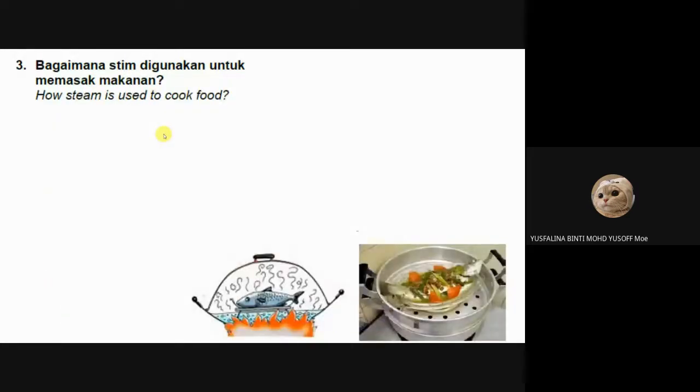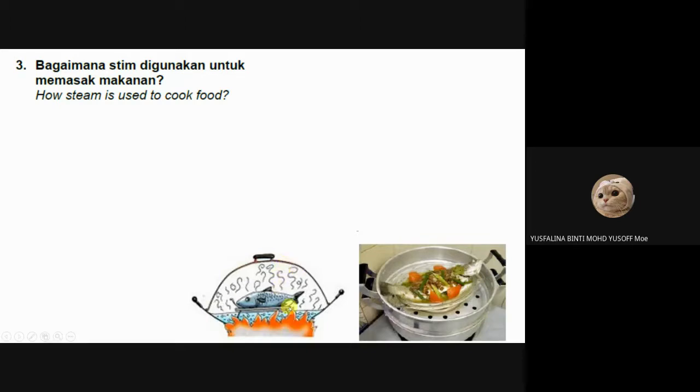Then the next one is how steam is used to cook food. Of course, you have to put the water below the fish, at the bottom part, so the water will be boiled. When the water boils, it changes from water to gas. When the water vapor hits the lid, the cover here, it will change back to water, back to liquid.